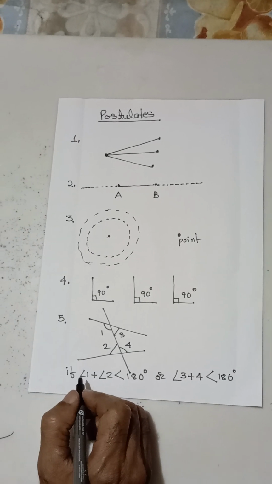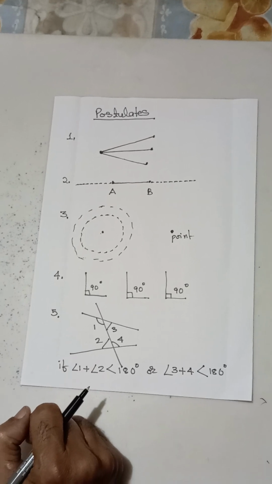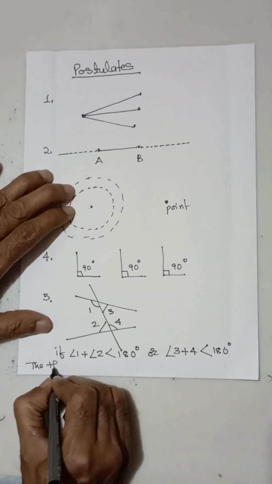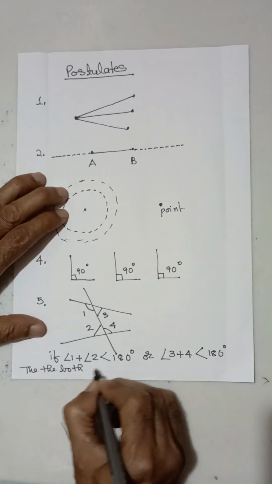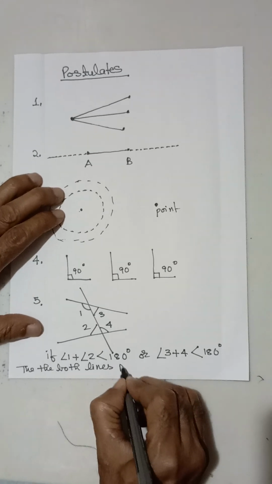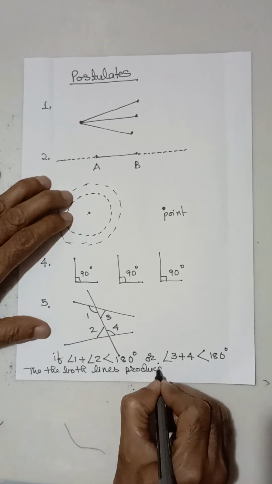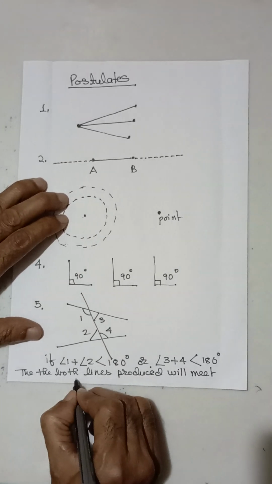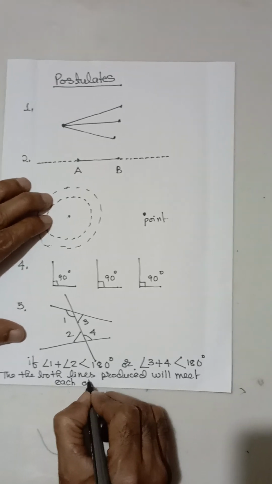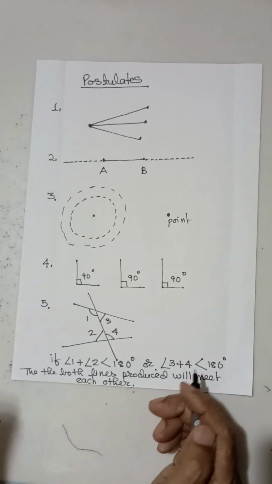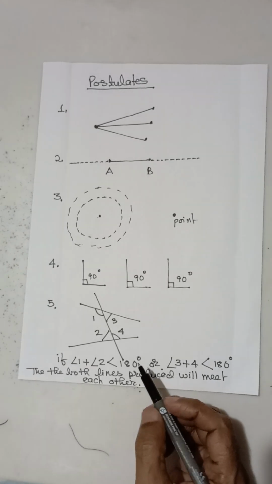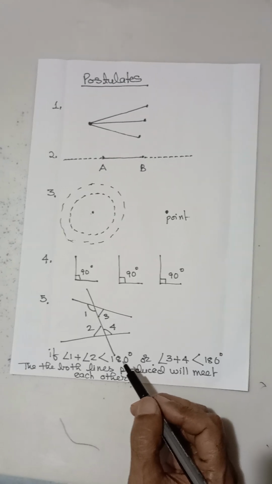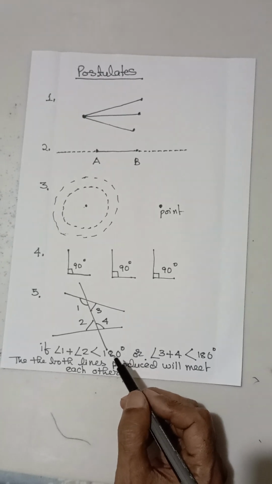So this was the explanation of 7 axioms and 5 postulates in Euclid's geometry.